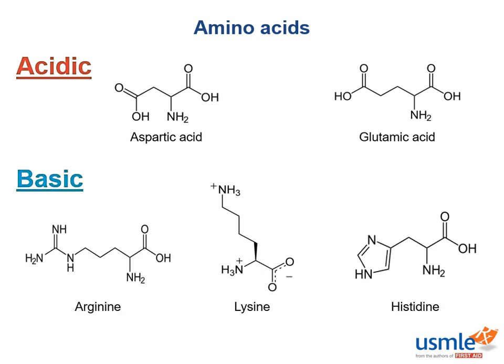The basic amino acids, which are usually positively charged at physiological pH, are arginine, lysine, and histidine. Arginine is the most basic, and histidine actually doesn't have a positive charge at physiological pH. Arginine and lysine are high in histones.